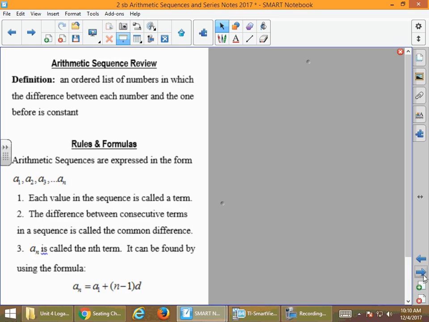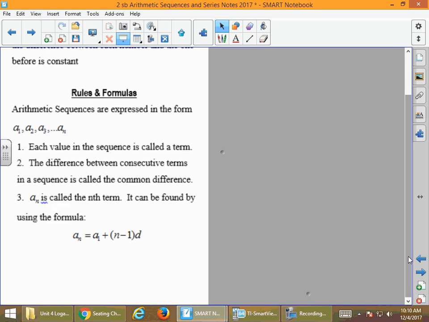So what we talked about, like I said earlier, in our earlier lesson, is the arithmetic sequence review. A sequence is an ordered list of numbers in which the difference between each number and the one before it is constant. In fact, if we want to get more specific here, an arithmetic sequence is expressed in the form of a sub 1, a sub 2, a sub 3, dot dot dot, a sub n. Each value in the sequence is called a term.